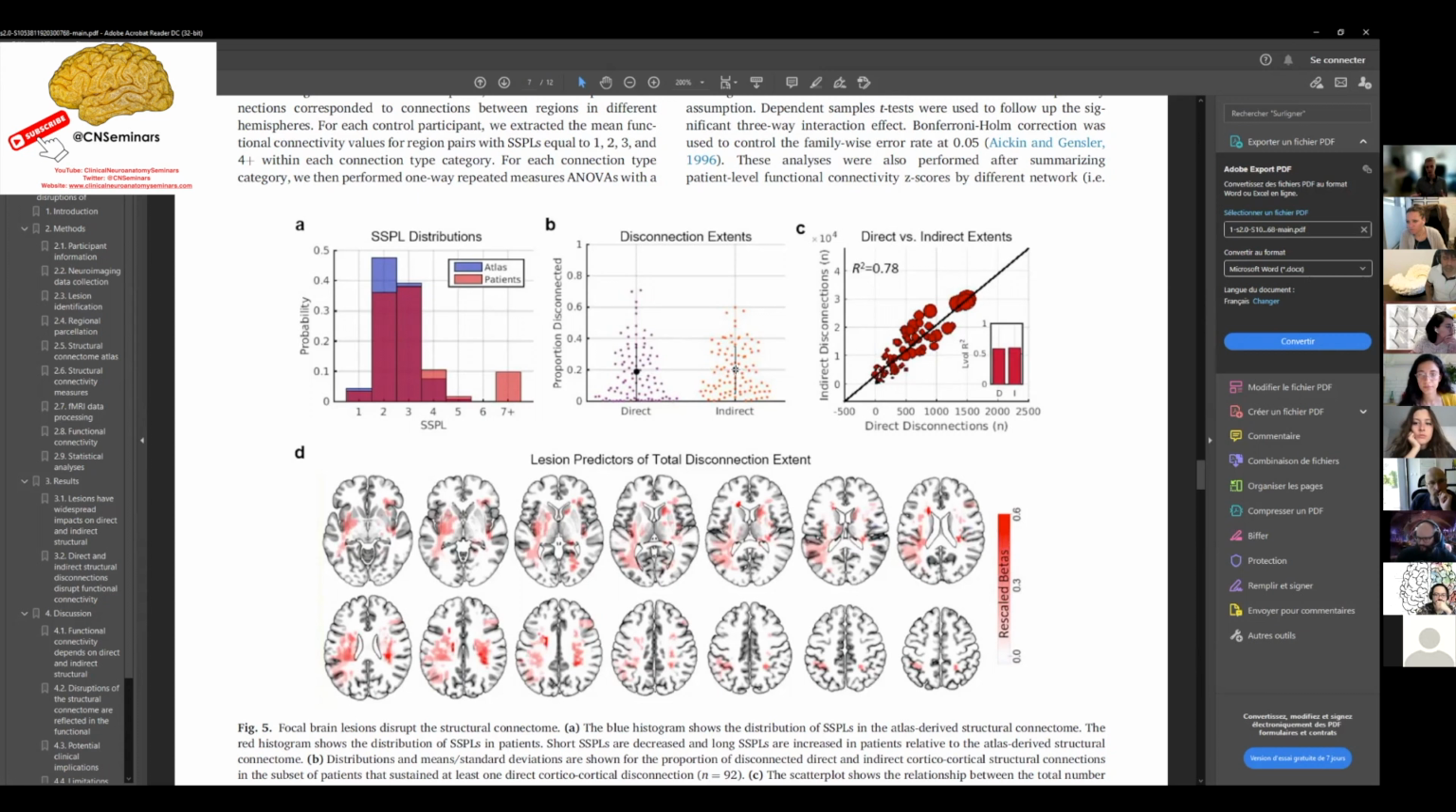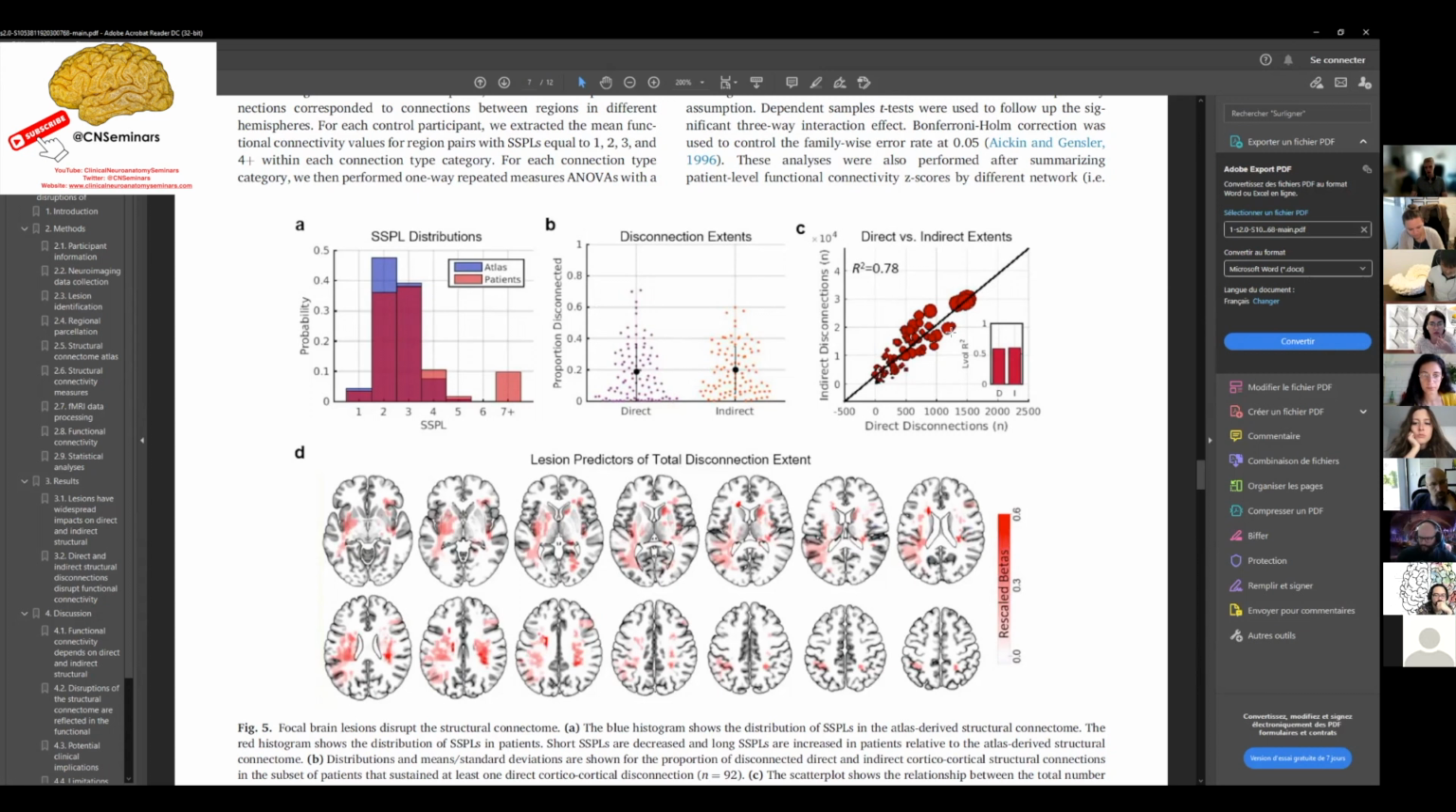Meaning that focal lesion will have a very important effect on the connectivity inside of this patient's brain.